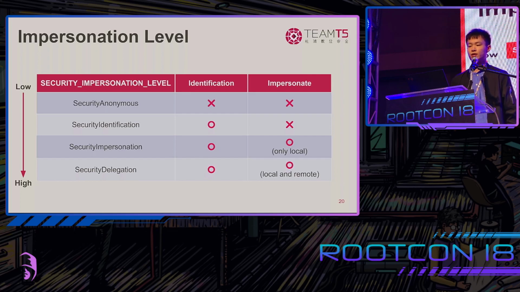The last one is security delegation. The named pipe server can both identify and impersonate the named pipe client, and it also has the ability to perform remote impersonation.